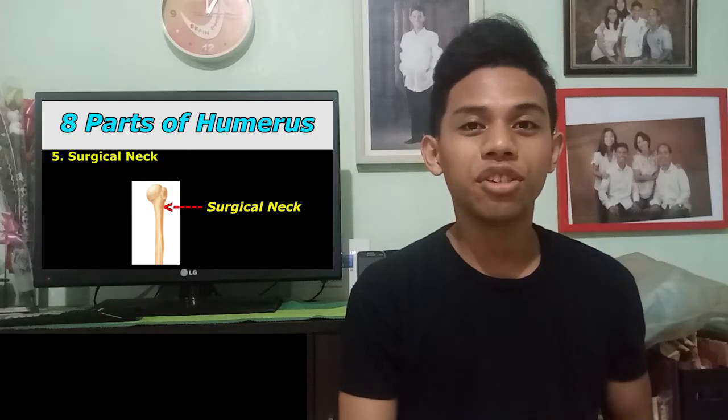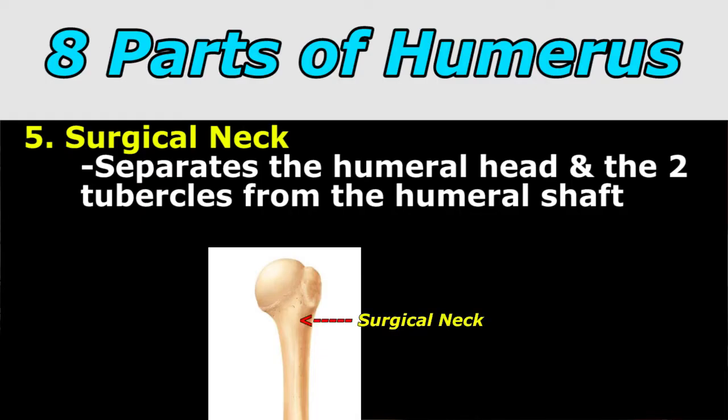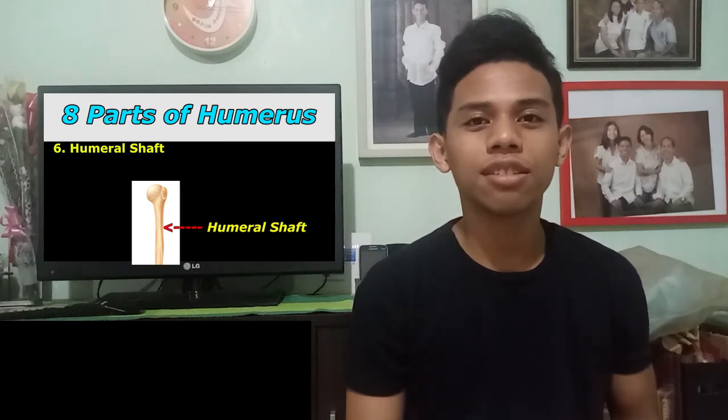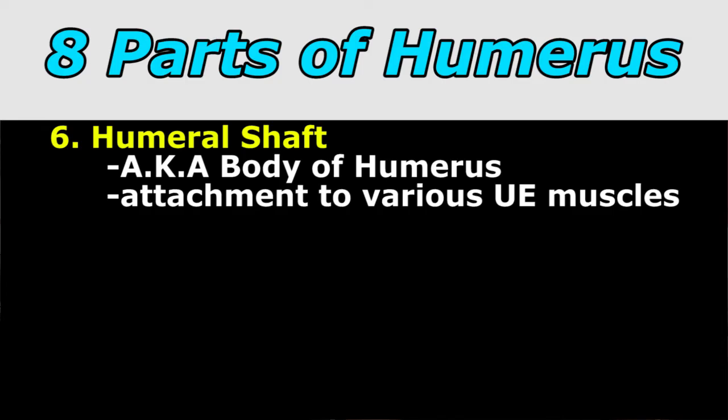Fifth is the surgical neck. Surgical neck separates the tubercles and head from the shaft or the body of humerus. Sixth is the humeral shaft, or what we call as the body of humerus. This part of the humerus serves as attachment for various muscles.